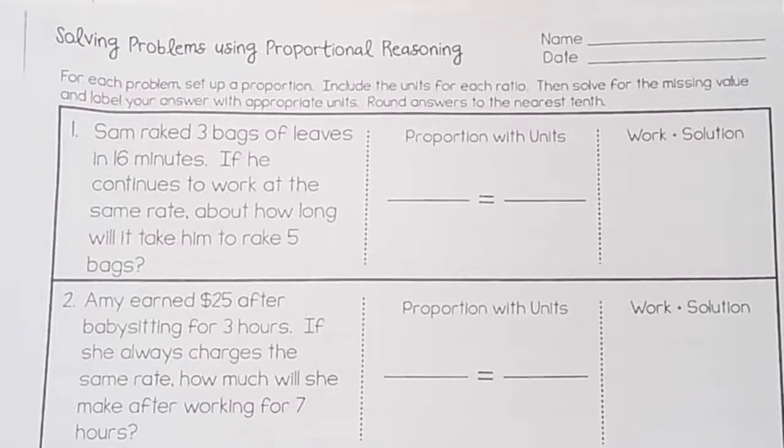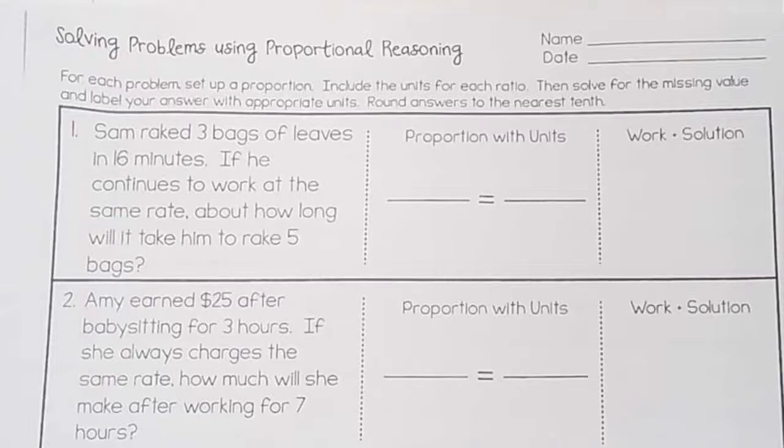Let's read the first one. It says Sam raked 3 bags of leaves in 16 minutes. He continues to work at the same rate. About how long will it take him to rake 5 bags? Now you could solve this as a unit rate question. You could find the rate and then multiply it by 5. But setting up a proportion is a little bit easier to me sometimes. But you can do what you want to do when it comes to taking a test. This is how you would solve it as a proportion.